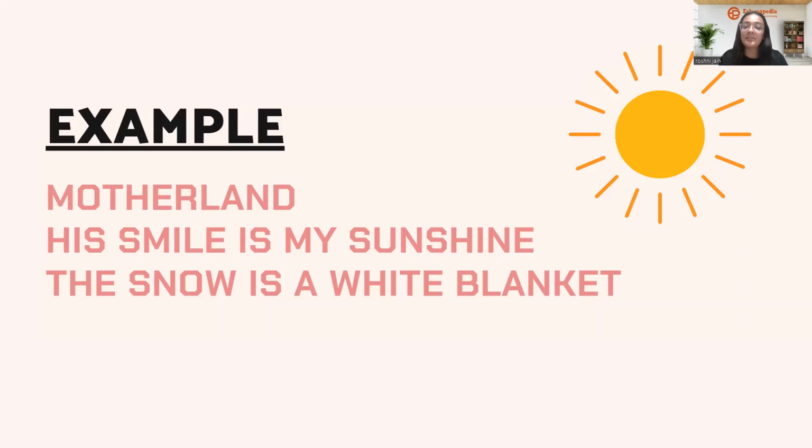Let's take more examples. His smile is my sunshine. Now we are comparing smile with sunshine without using the word like or as. Here it means that the smile gives us more warmth and happiness just like sunshine does. And then we have, the snow is a white blanket. Do you know why snow is compared with a white blanket? Because a blanket is something that covers your entire body. Similarly, the snow has covered everything here.